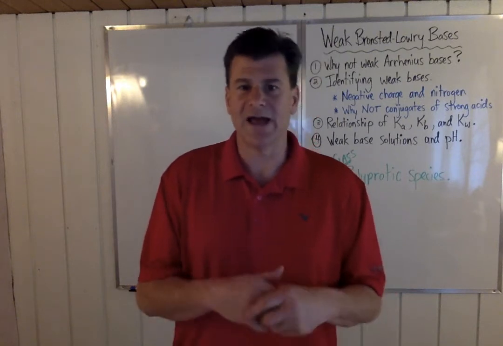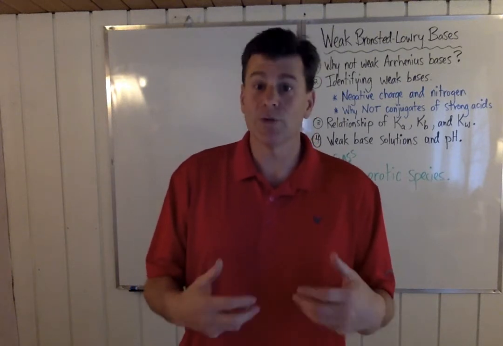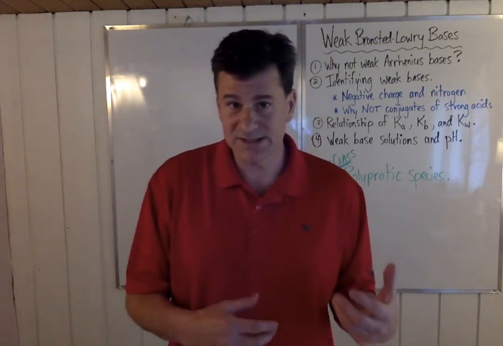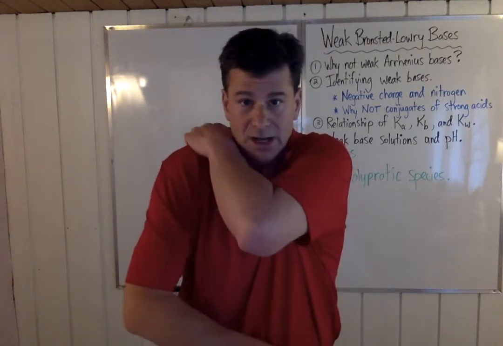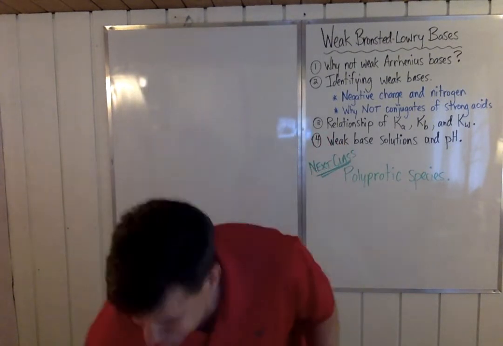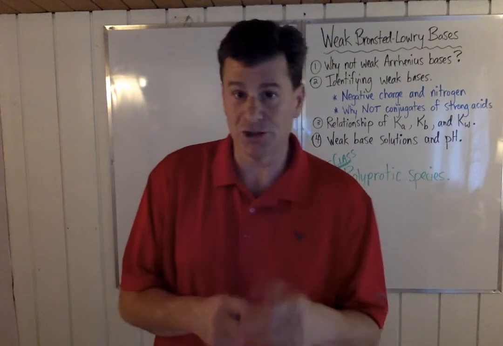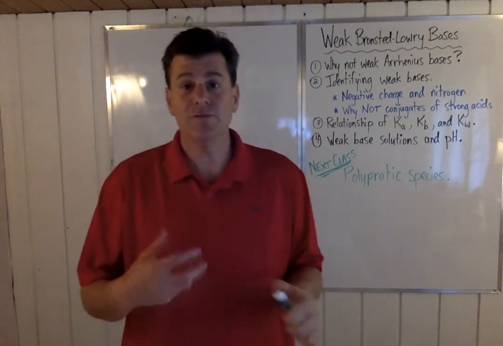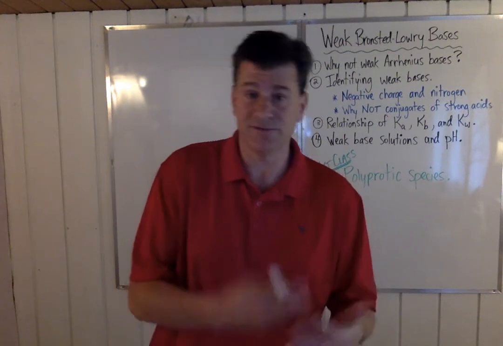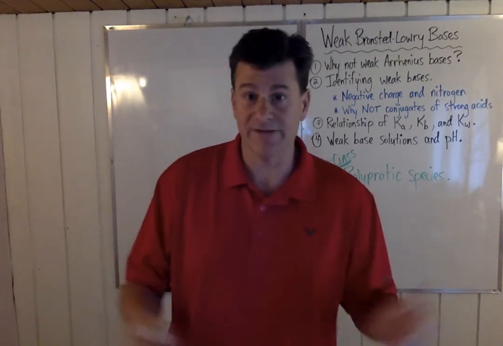So, having said that, what types of things are we looking for when we're looking for a Bronsted-Lowry base? Well, I've listed 2 things up here. You can see them in blue under number 2 up there. So the first one is a negative charge. If you've got anything that has a negative charge, it could be -1, -2, -3, negative anything.